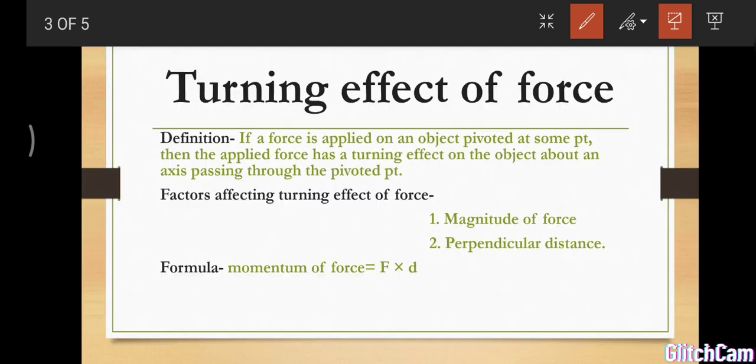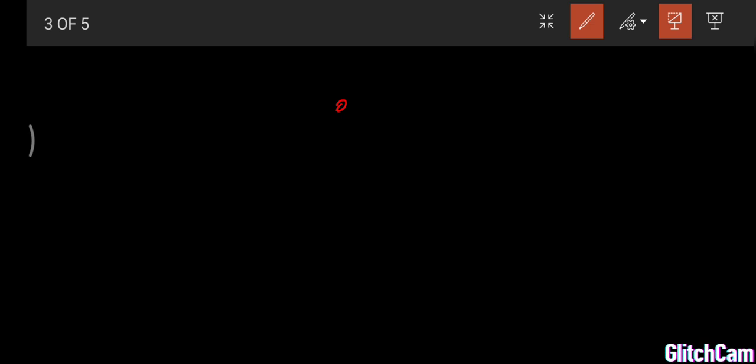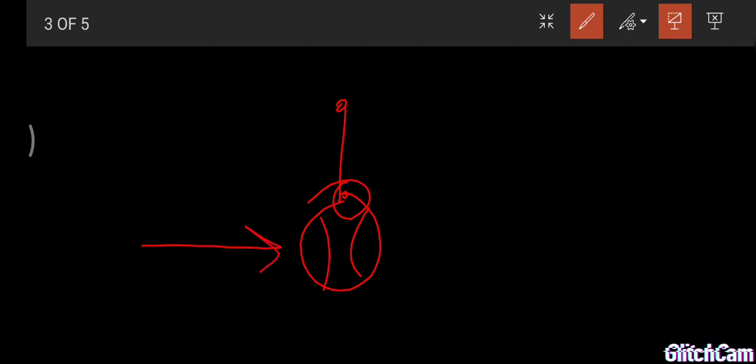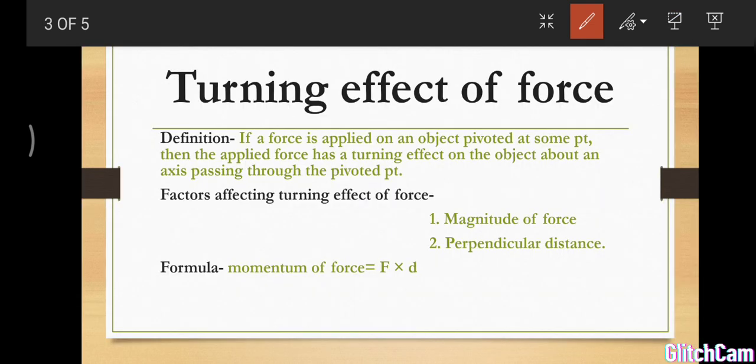Now the ball is pivoted. Imagine this ball is hanging from the wall through a string, and this point is called the pivoted point. If the ball is pivoted and we apply a force, then the ball starts rotating. This is called rotational motion. So this turning effect happens only when the object is pivoted.